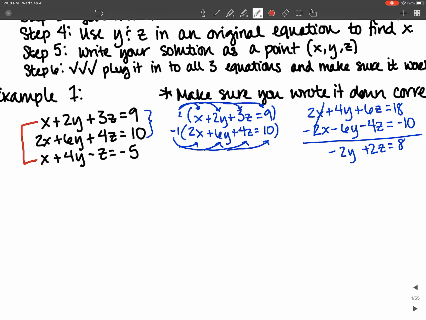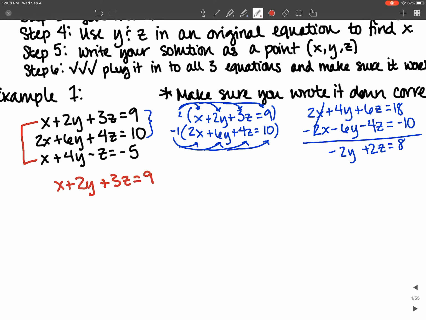So now I'm going to do those. I'm going to have x plus 2y plus 3z equals 9. And x plus 4y minus z equals -5. So those are my two equations.